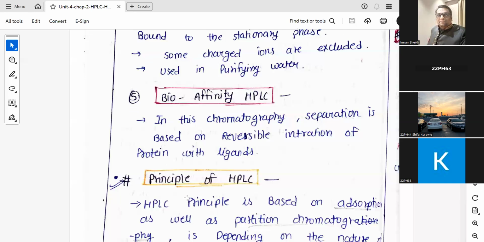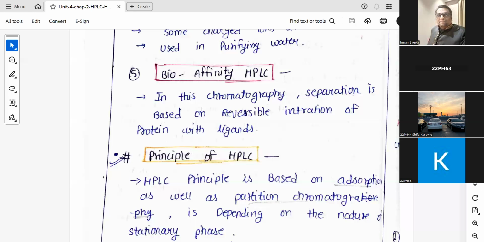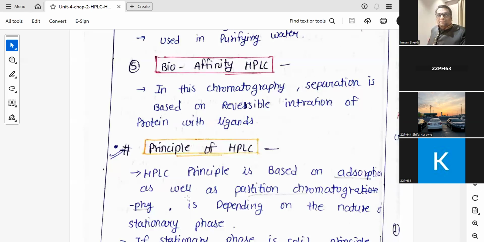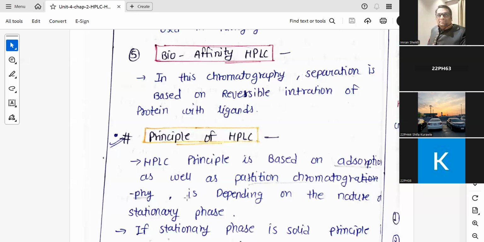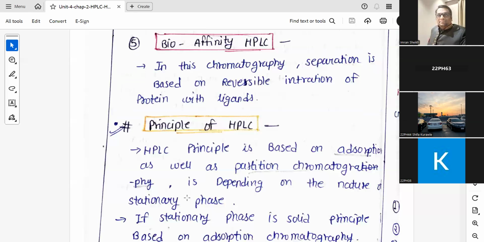Thereafter, bioaffinity HPLC. In this chromatography, the separation is based upon the reversible interaction of the proteins with the ligand. Ligands are basically the sites. Proteins are the samples.